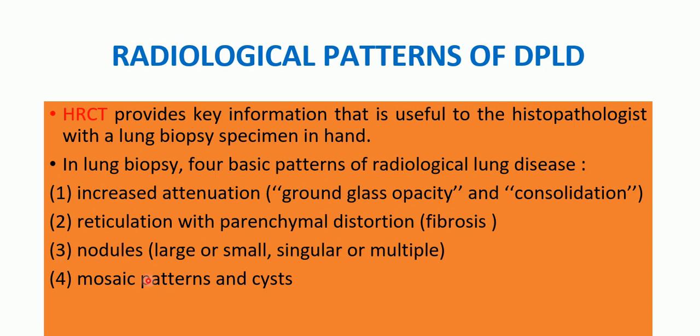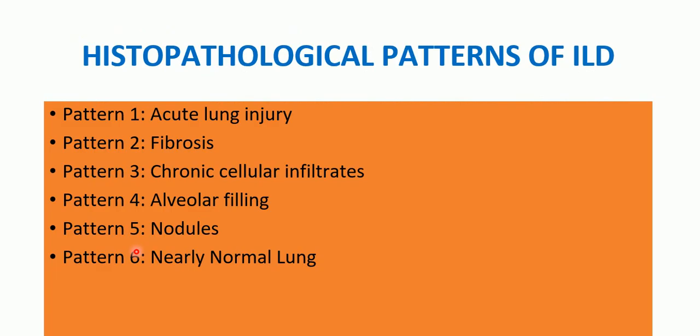So we now go over to the histopathological patterns which we commonly encounter in a biopsy of interstitial lung disease. So there are different patterns, pattern 1 to 6. Pattern 1 is namely acute lung injury, pattern 2 fibrosis, pattern 3 chronic cellular infiltrates, pattern 4 alveolar filling pattern, pattern 5 we see nodules, and pattern 6 is minimal change or nearly normal lung biopsy. So let's cover these one by one.